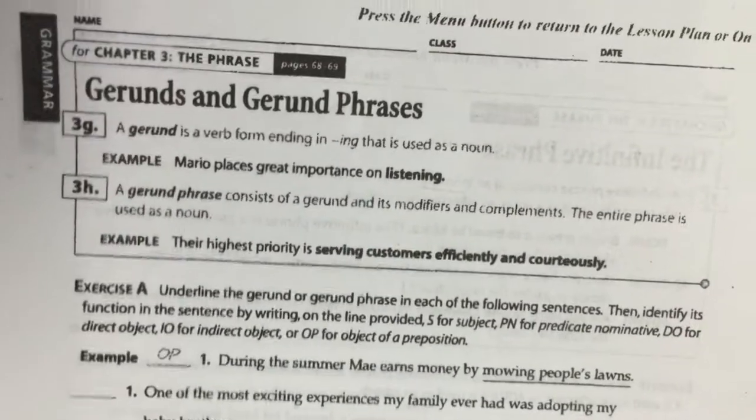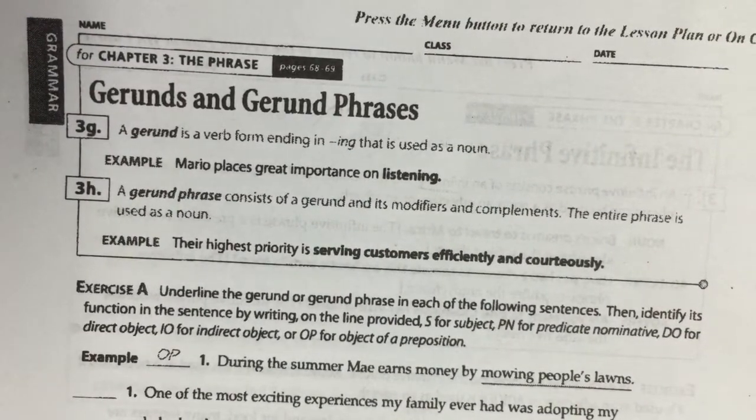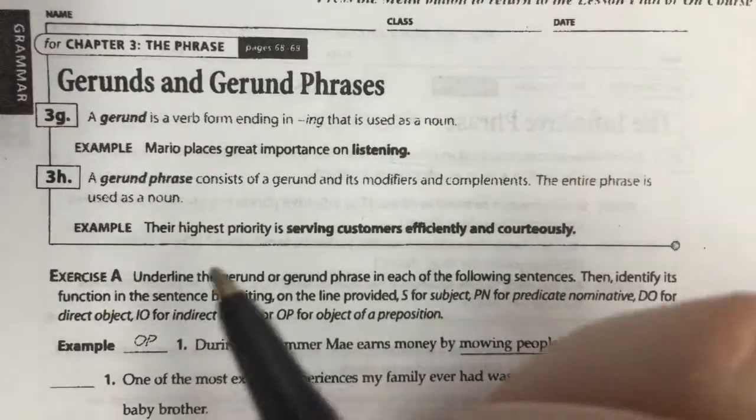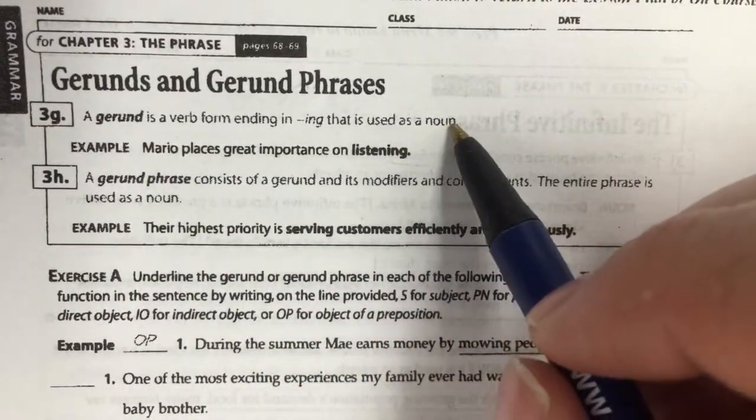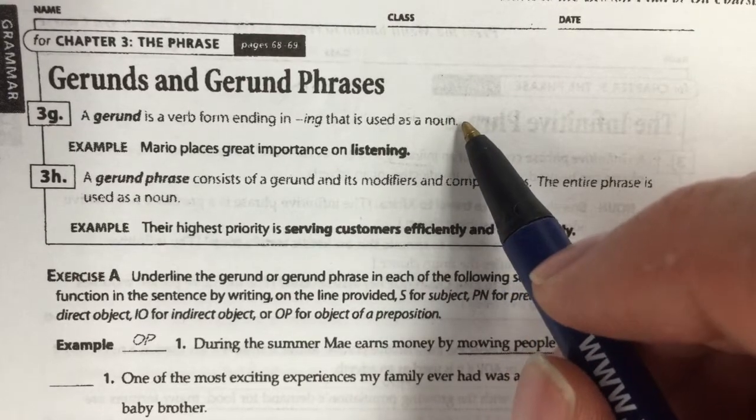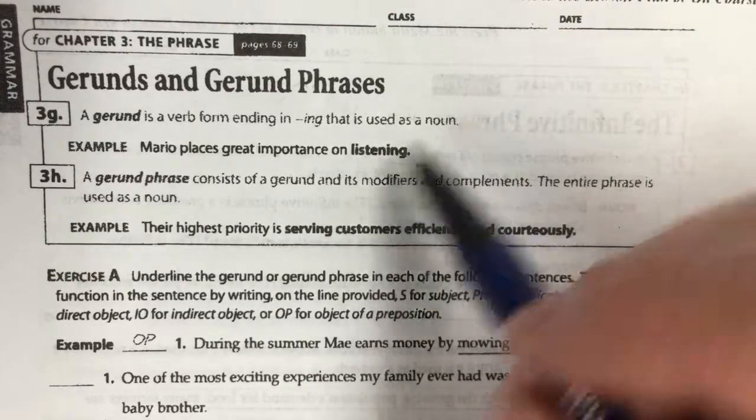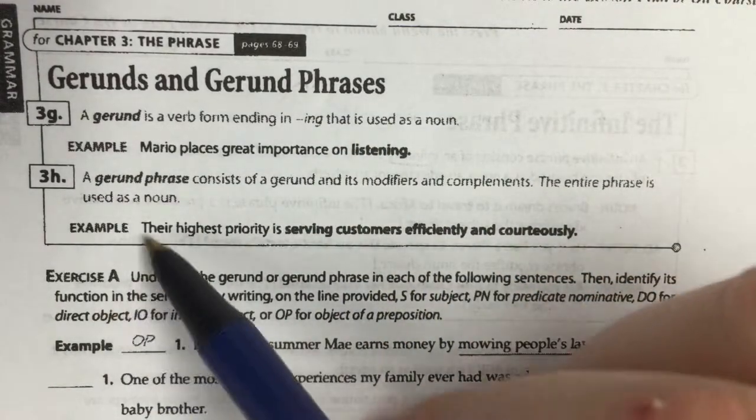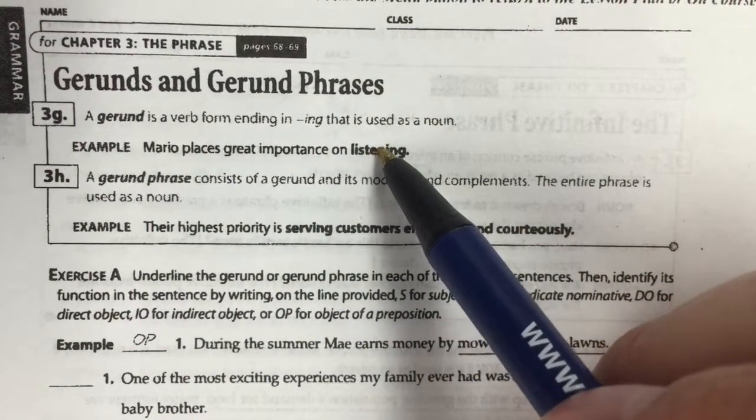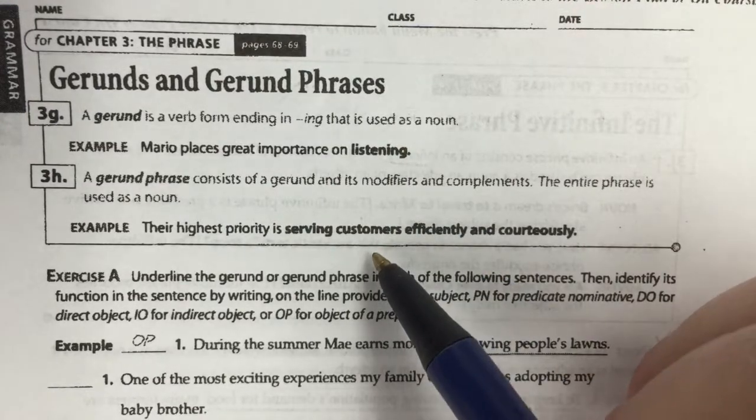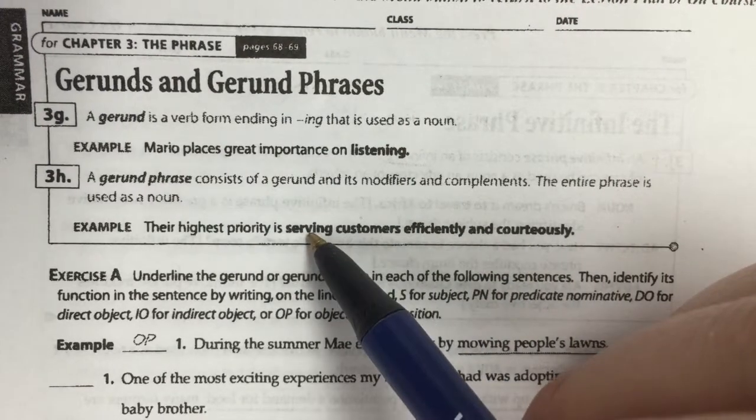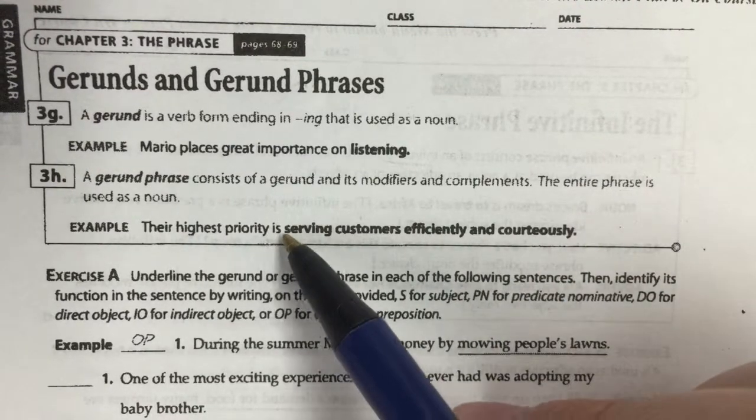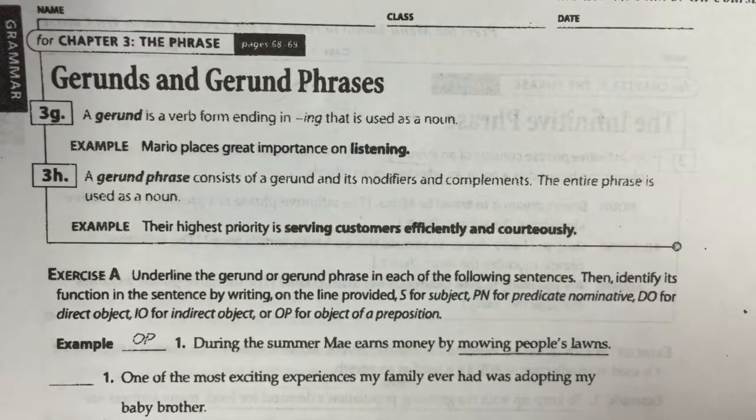Okay, so I'm going to try to go a little quicker in this video than I did with infinitives. So a gerund is a verb form ending in -ing that is used as a noun. So any verb that ends in -ing can be used as a gerund, like listening. And the gerund phrase consists not only of the word like listening, but also what you might be listening to, or any prepositional phrases like serving who, customers, and then how, efficiently and courteously. So these gerund phrases can get a little bit long.